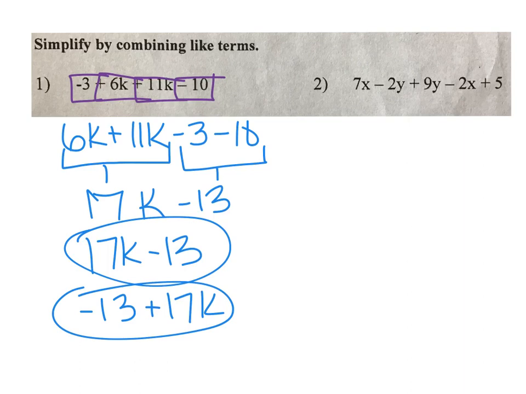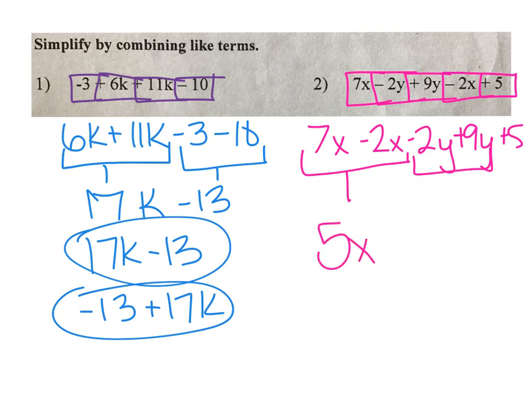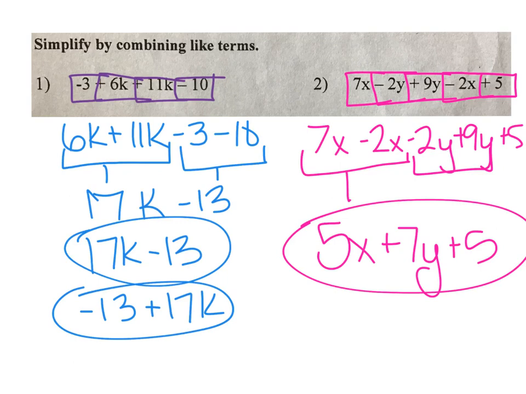Okay, let's go ahead and do number two. We're going to train it up. Make sure you include your signs. You're going to write your like terms next to each other. So 7x minus 2x minus 2y plus 9y plus 5. Your x's combine to be 5x. Your y, so it's 9 minus 2, so it's going to be plus 7y, and then just plus 5. Again, as long as they are all positive, you should be good to go on that one.